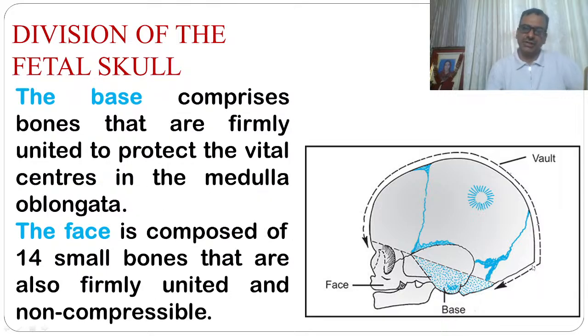Then the second part is the base, which comprises bones that are firmly united to protect the vital centers in the medulla oblongata. This part is the base, and the face is composed of 14 small bones that are also firmly united and non-compressible. So basically, you should know that the vault is compressible during delivery while the face and base are not compressible.